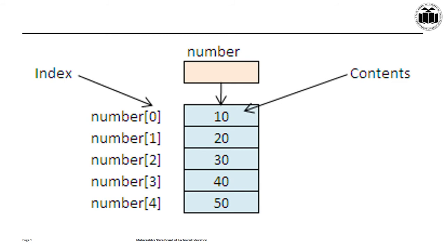And all these values should have the same data type. You cannot save an integer value and a floating value in the same array. To save another data type, you need to create another type of array. So array is nothing but what? You can save multiple values of same data type.